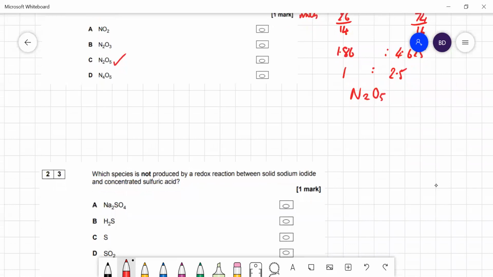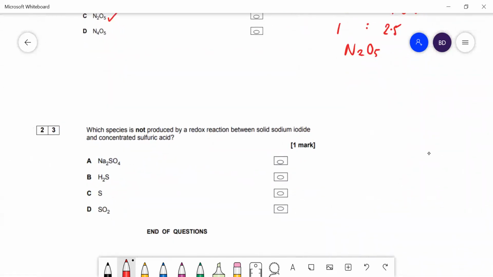Which species is not produced by a redox reaction between solid sodium iodide and concentrated sulfuric acid? Now, these all are redox reactions. You can tell because in sulfuric acid, H2SO4, the oxidation number of the sulfur is +6. Here it's -2, here it's 0, and here it's +4. So there's some redox going on there. The oxidation number has changed. But the oxidation number of sulfur in sodium sulfate is still +6, so there's no redox going on there. Not saying you don't make any, but there's no redox. And that is the end of that paper.